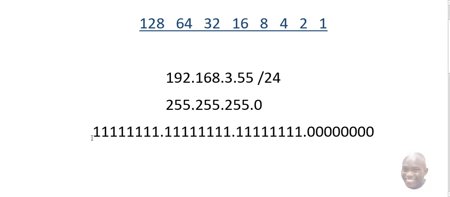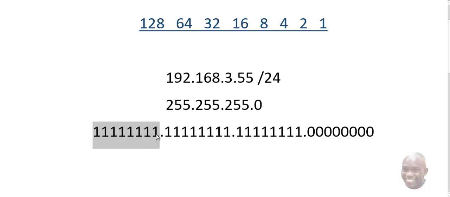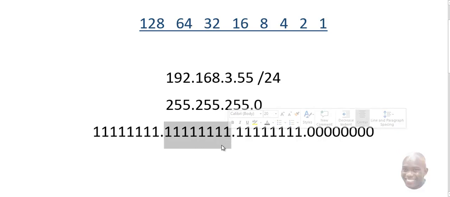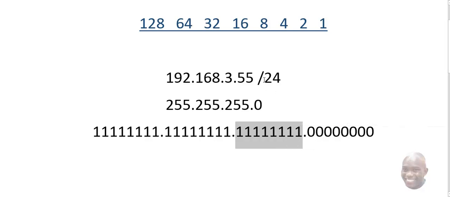Now, the first set of ones, the first octet, would be /8, which is class A. Then the next set of ones would be /16, which is class B. And the last set of ones gives us /24, which is class C.